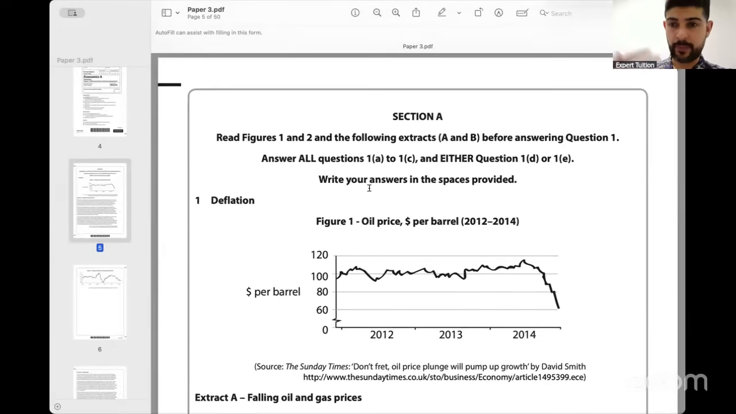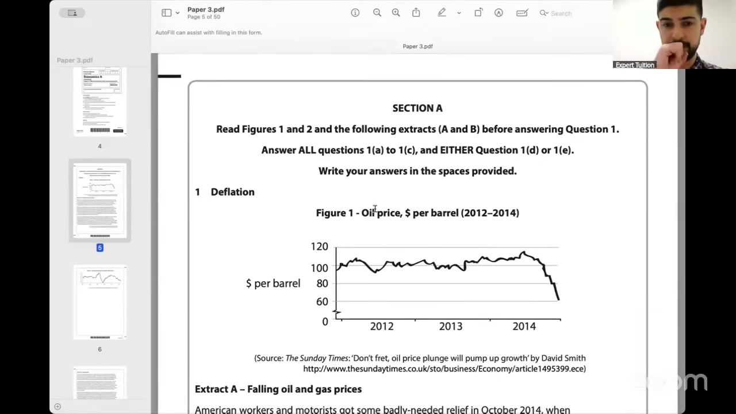According to figure one, the price of oil has fallen from around $115 per barrel in the middle of 2014 to around $60 at the end of 2014. That is your first application mark. Get it out of the way immediately because you're likely to forget. So when it says figure, give me the figure immediately. And now we're looking for factors.